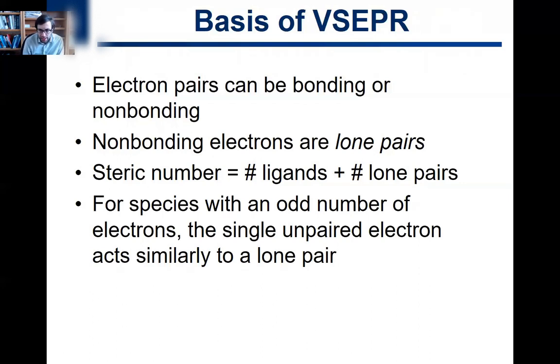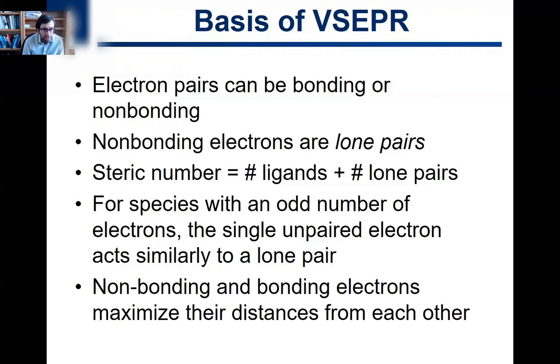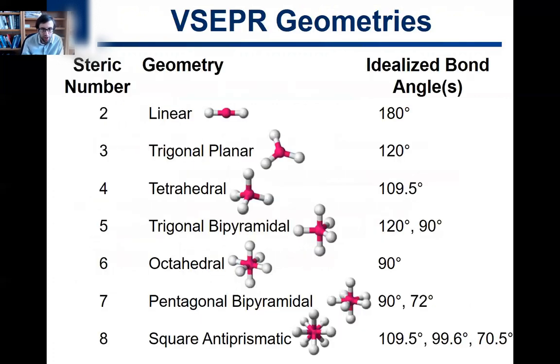So steric number is the number of ligands and number of lone pairs around a central atom, right? We're always going to be talking about a central atom. For species with an odd number of electrons, so you have some sort of radical, the single unpaired electron acts similarly to a lone pair. And one of the central tenets is that non-bonding and bonding electrons want to maximize their distances from one another due to electron-electron repulsion. So electrons want to maximize their distance from one another, and that will sort of dictate the overall geometry of a molecule.